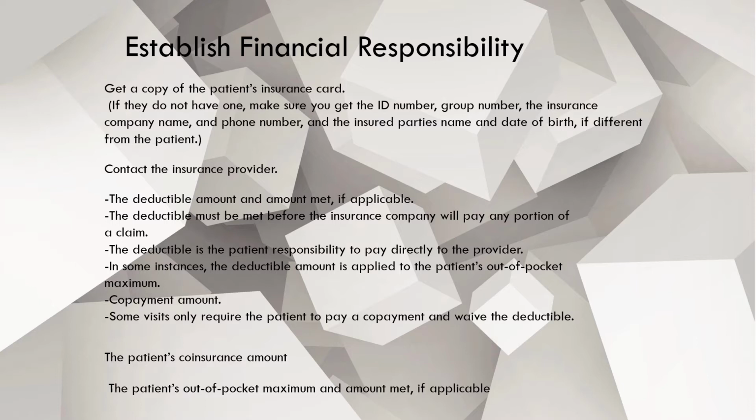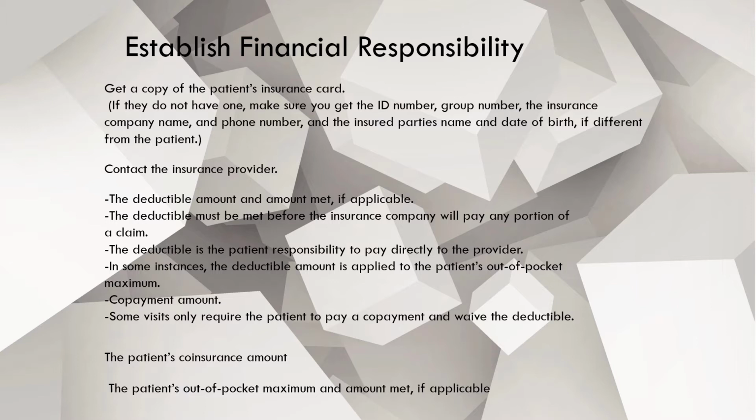Establishing financial responsibility. This goes into more detail. You'll want to get a copy of the patient's insurance card. If they don't have one, you want to make sure you get the ID number, the group number, the insurance company name and phone number, and the insured party's name and date of birth if different from the patient. This would be your card holder.